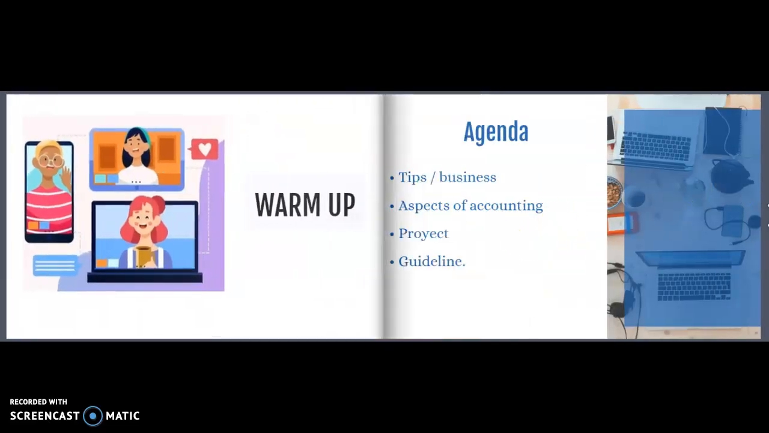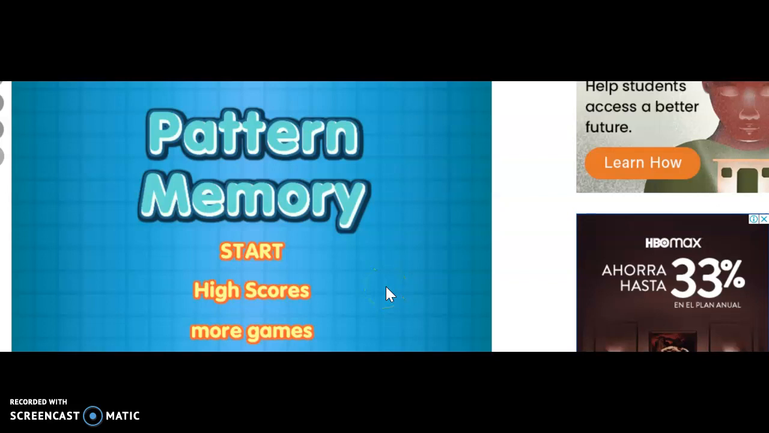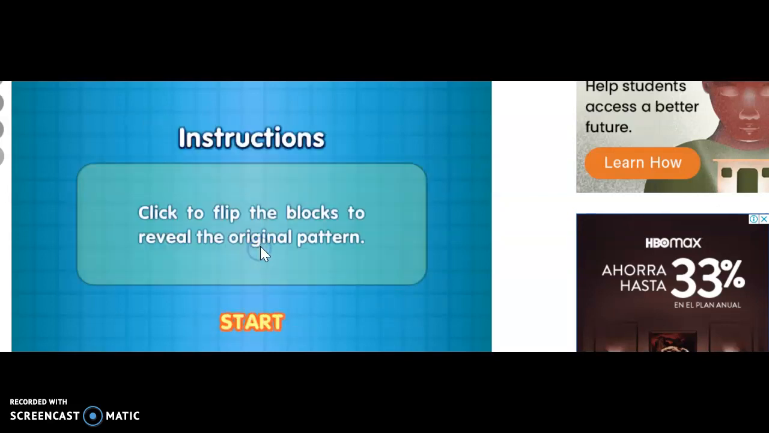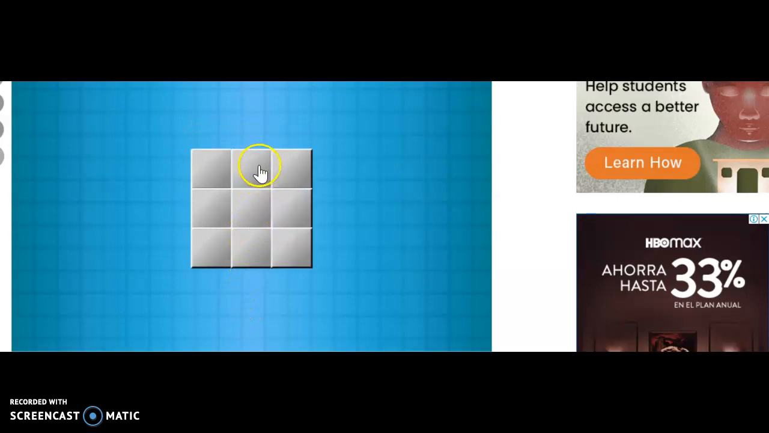So let's follow with the next activity. Now it's time to make a warm up. So a warm up it's a memory. So we are going to start here, read the instructions and click to fill the blocks to reveal the original partner. So we are going to start and then look at the picture and select the right option.